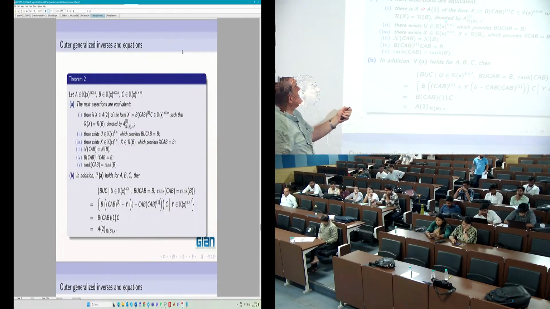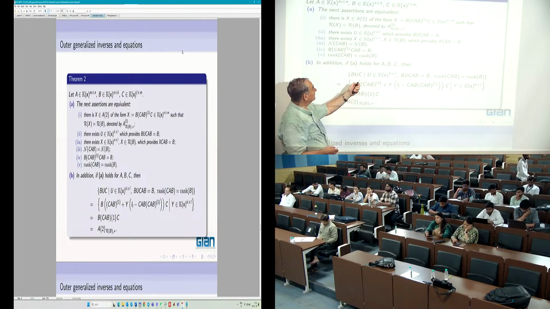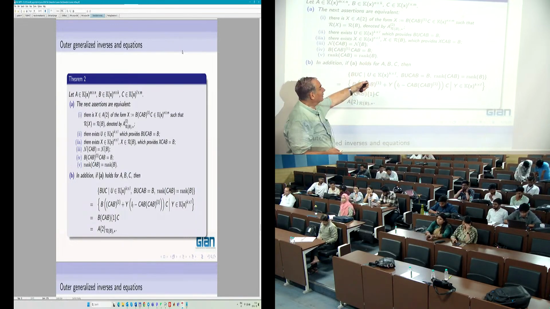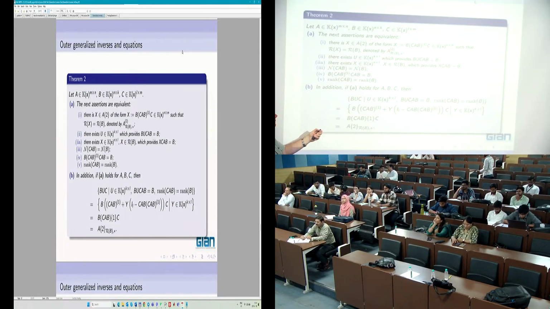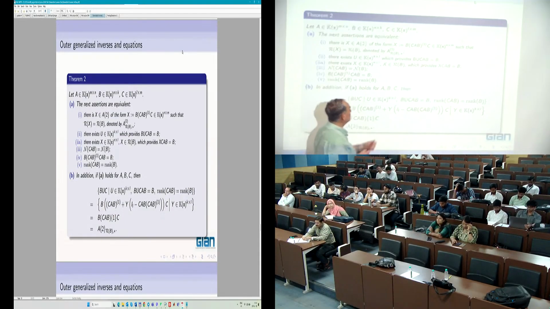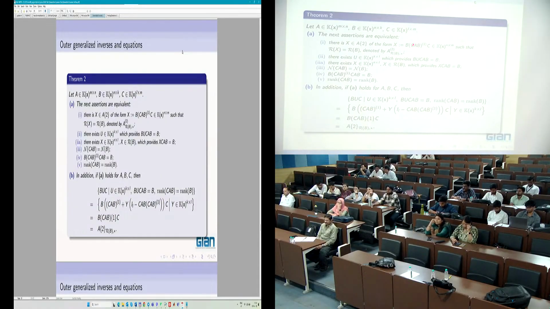The first condition says it is not possible to verify all these results in this form, and these results are related. It is notation for one particular outer inverse with dimensions which consider this equation. We will obtain CAB U CAB equals CAB. We just want to find an inner inverse of CAB.